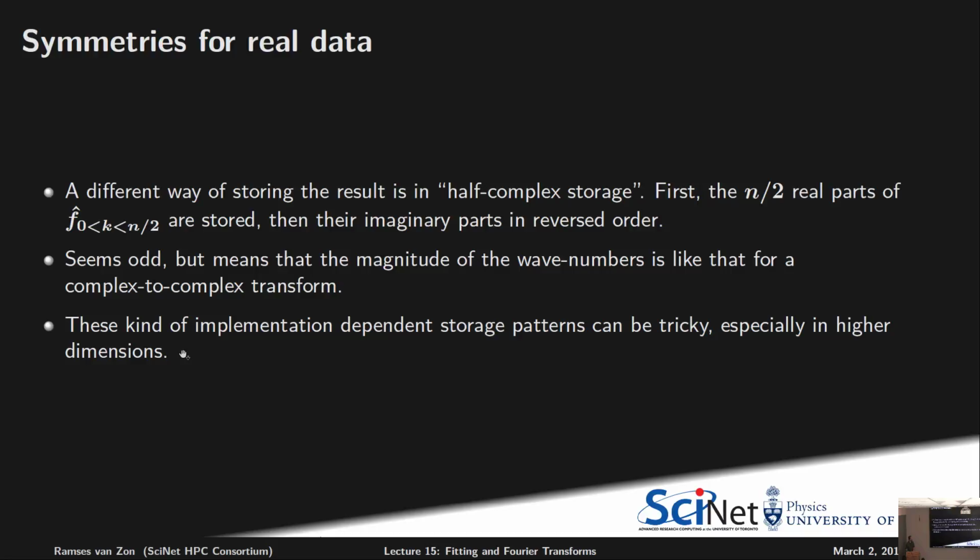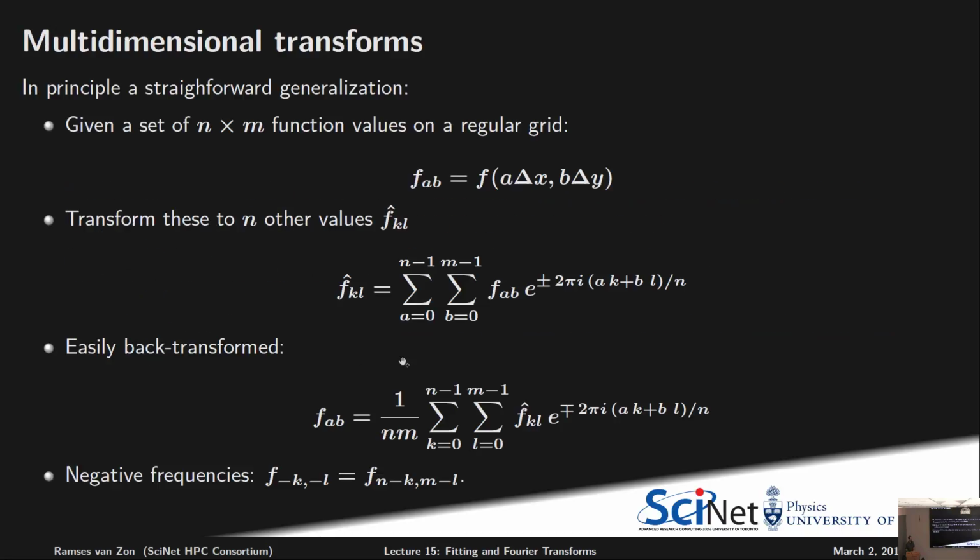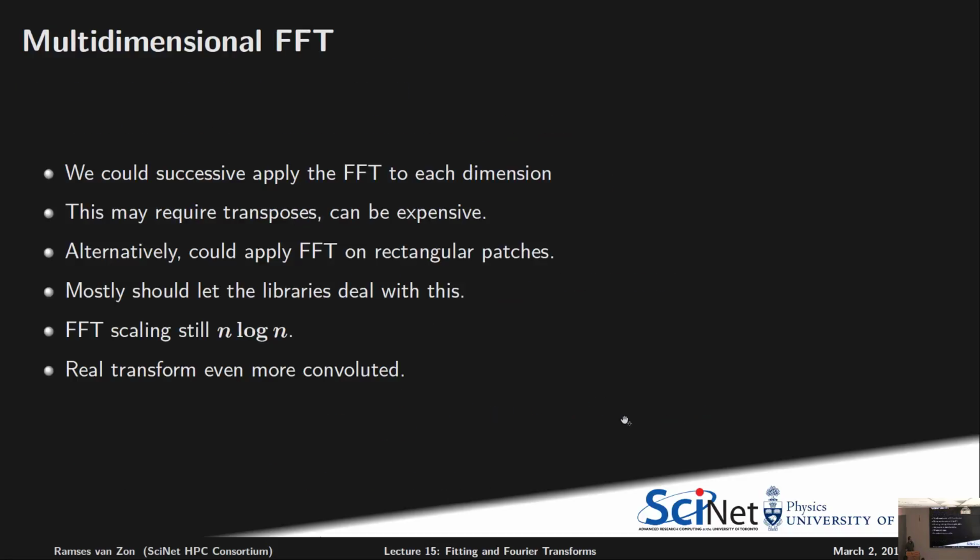Now, if you think this is tricky, in higher dimensions it becomes even trickier. Not in theory. In theory, it's very simple. Multidimensional transforms just have two indices, so you basically have a matrix, and the matrix gets transformed. It looks very similar. You have your negative frequencies, again, in a shifted way. Not a big deal. And there are routines for 2 and 3 dimensions in the fast Fourier transform. So that's easy.